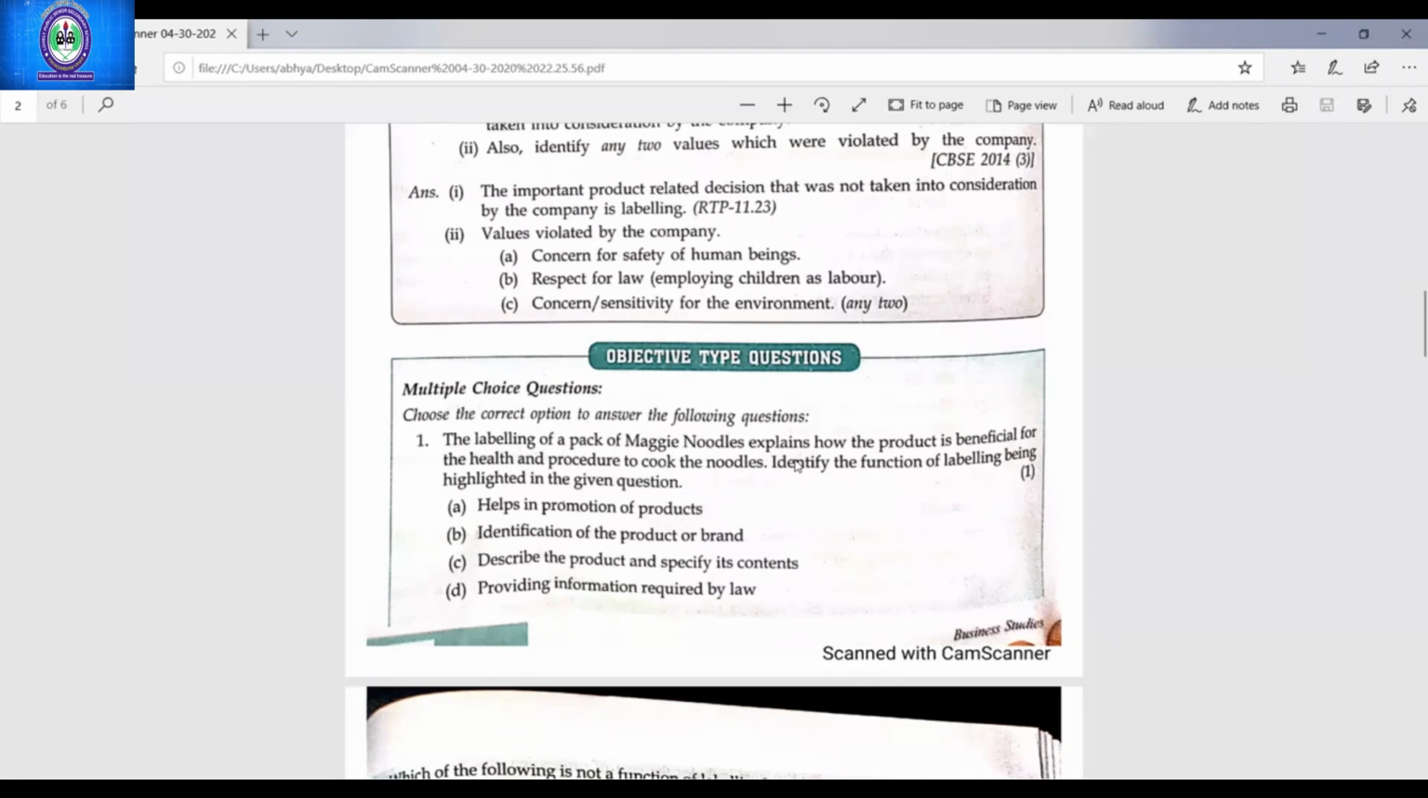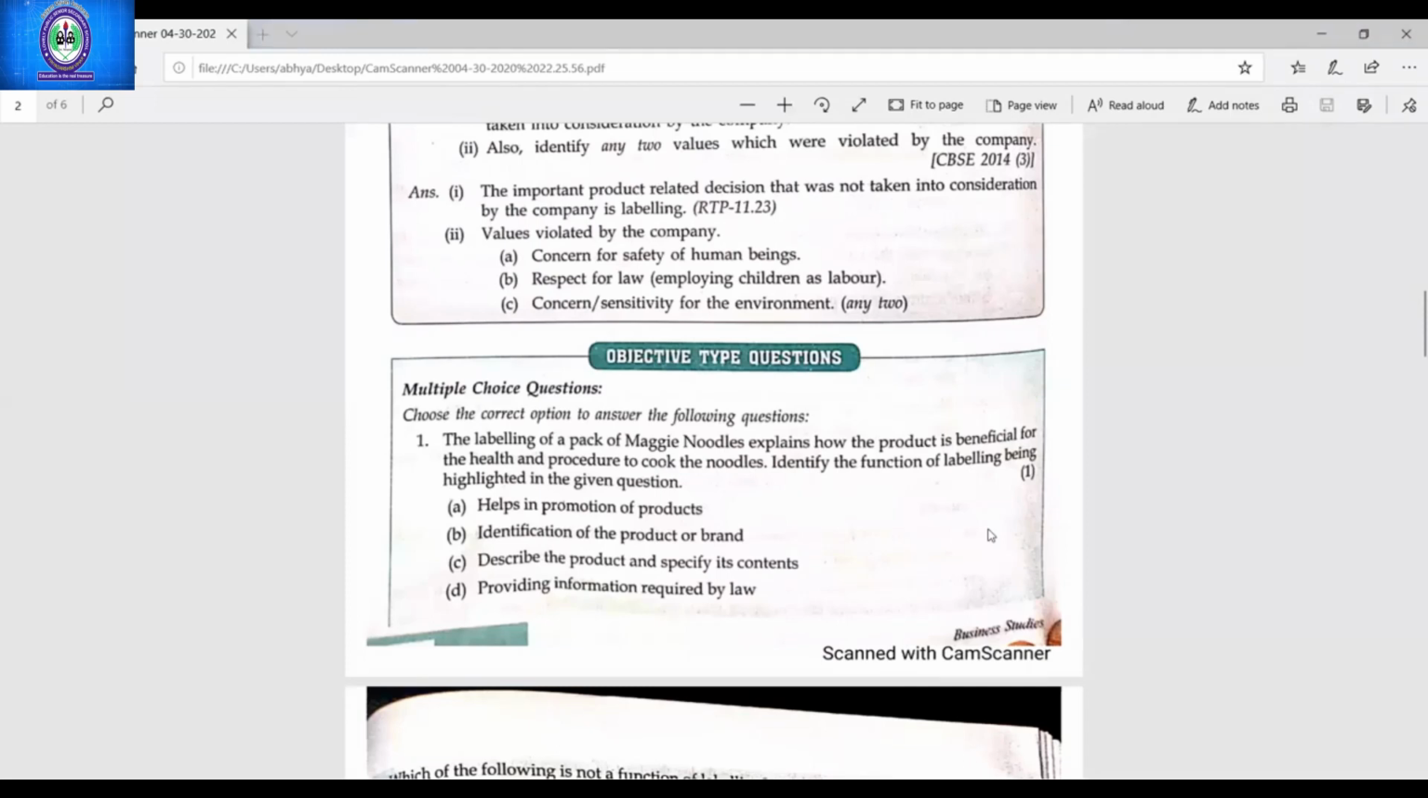In branding, you have to decide both brand name and brand mark. Brand is a combination of brand name and brand mark. Brand name is that part of the brand which can be spoken, and brand mark is that part of the brand which cannot be spoken, which can only be seen. Now tell me any brand name of your choice along with its brand mark. Fast, students, I am waiting for your answers.